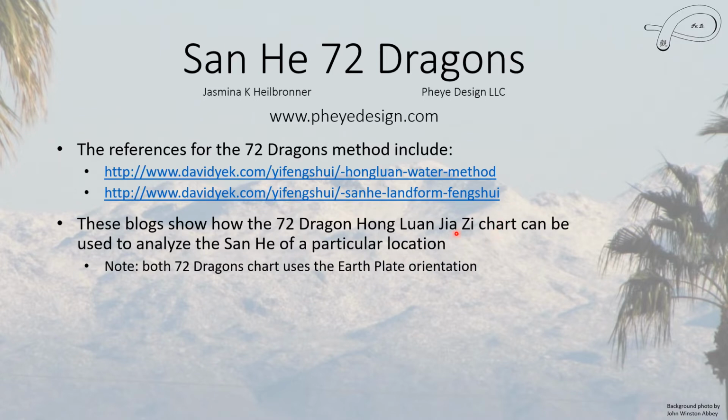Now the second blog here gives an example of how to use the 72 dragon Luan Jia Zi, which is red phoenix wood rat, which I'll just call the red phoenix method. And this chart is shown in this blog, how to use it at a particular location here on Earth. I found that location and reproduced the chart, which I'm not going to show here, so that I could understand the discussion in this blog.